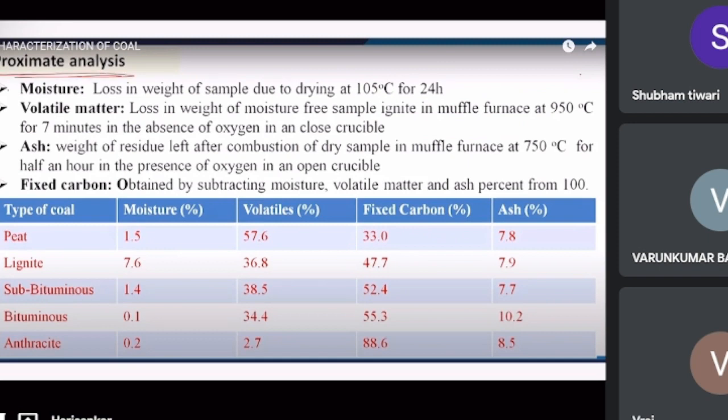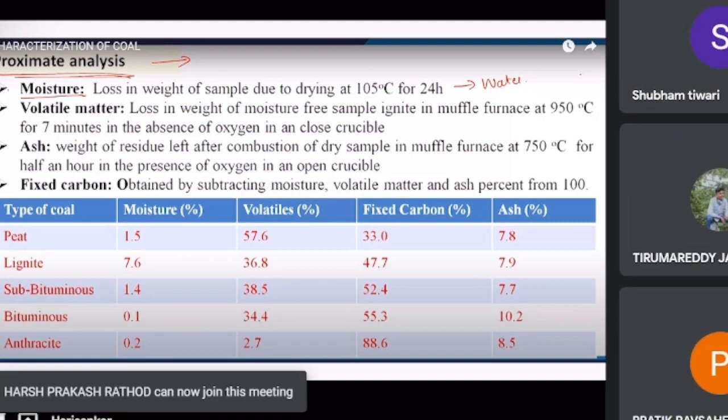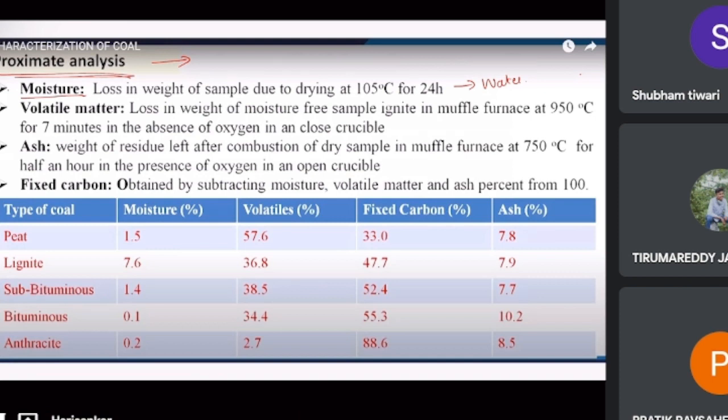And then the major part here is the proximate analysis. Proximate analysis, you can divide it into four parts. The first is moisture, which is basically the amount of water in your sample. If you heat your coal sample at 105 degrees Celsius for 24 hours, you will lose the moisture content from the coal, and whatever amount you are losing is basically water or moisture. So that is the moisture content in the coal.